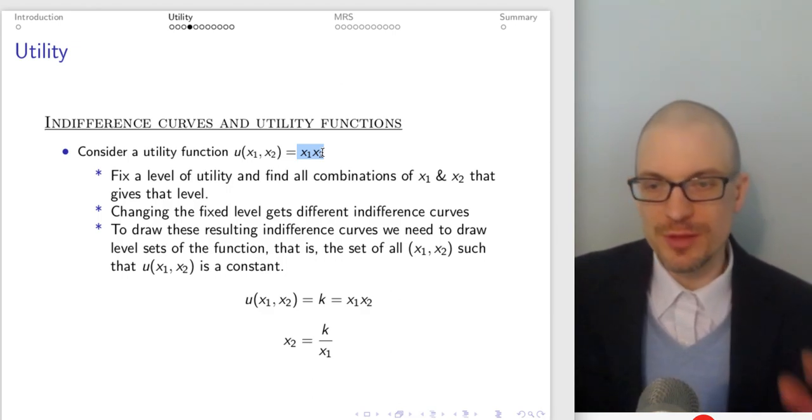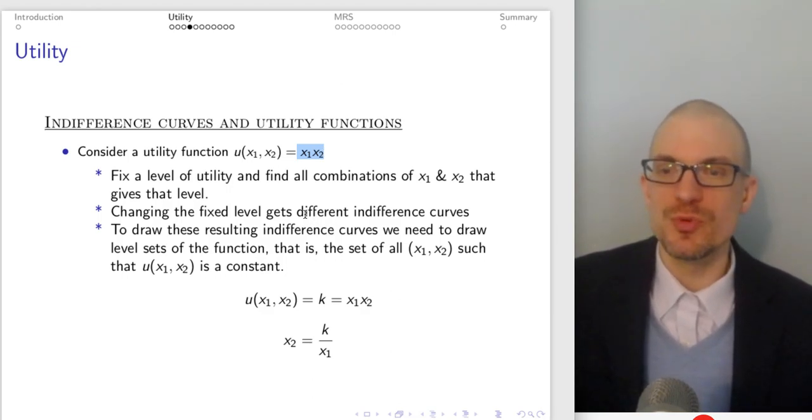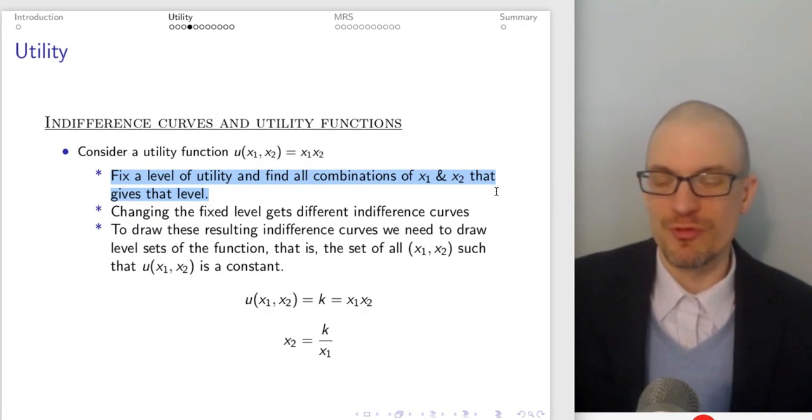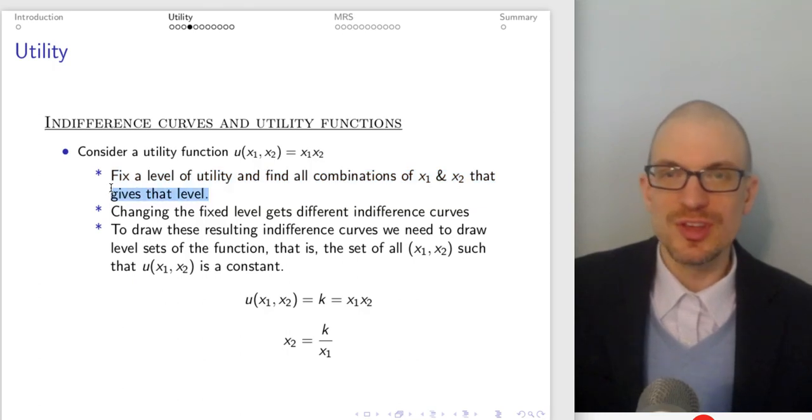We'll develop that idea a little bit later on, but the link between indifference curves and utility functions is that indifference curves are the level sets of the function. So what you want to do is fix the level of utility and find all combinations of x1 and x2 that provide a given level. In doing so, you will have found an indifference curve: all combinations of x1 and x2 that give the same utility. Utility gives me my ranking of the bundles. If they give me the same utility, that means I like those bundles the same.